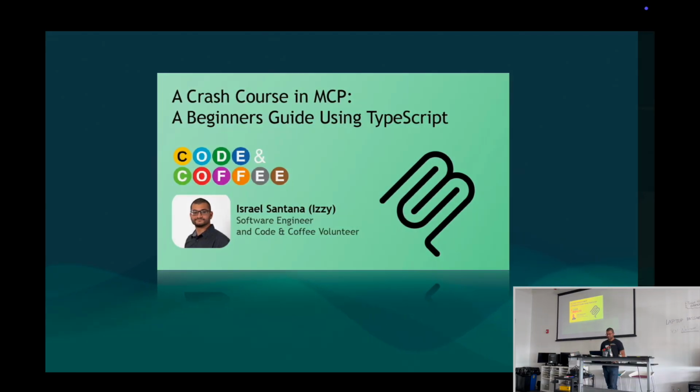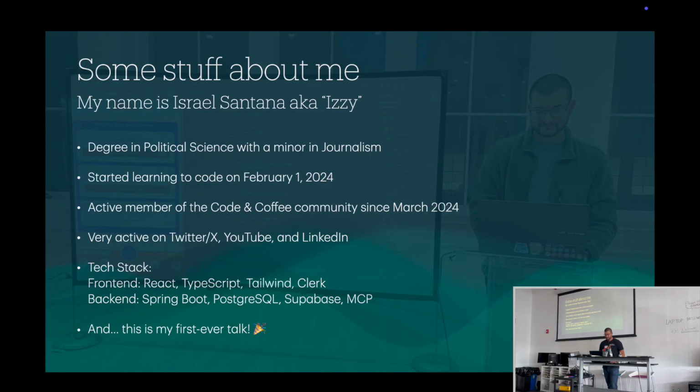So let me talk a little bit about me. My name is Israel Santana, but I'm mostly known as Izzy. And I have a degree in political science with a minor in journalism. I started learning how to code last year, and I've been an active member of Code and Coffee since March of last year, which has been a great opportunity for me.